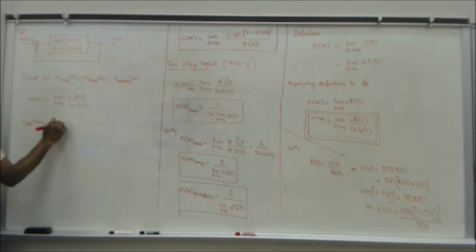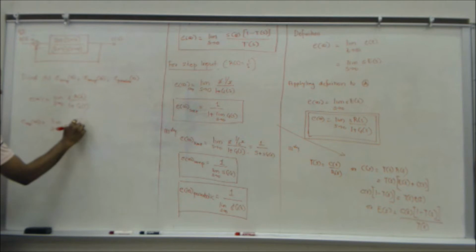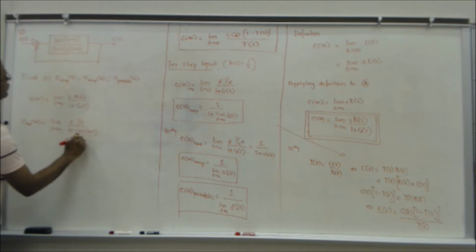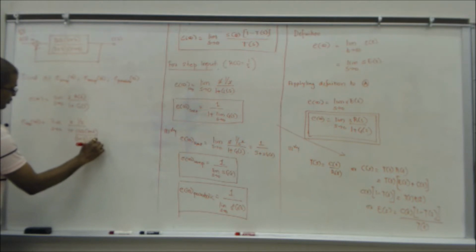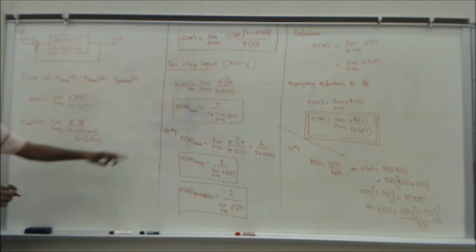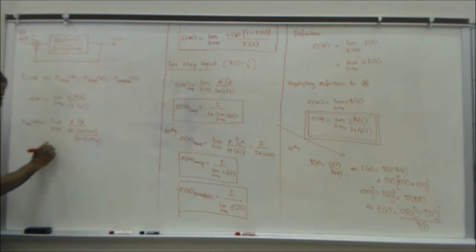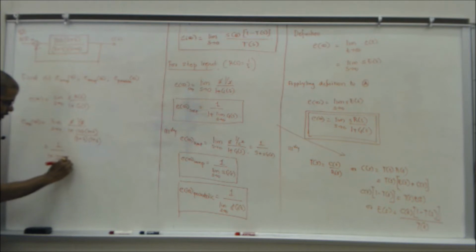E step is equal to limit as s tends to 0, s into 1 over s, 1 plus 120 s plus 2 over s plus 3 into s plus 2. So this cancels. We can use this definition directly, but I'm just showing you how you can do it from a more fundamental definition. All you need to do is substitute s equal to 0. That's it. So here, if you substitute s equal to 0, what are you going to get? 1 over 1 plus 120 into 2 divided by 3 into 4. You see it? You substitute s equal to 0.